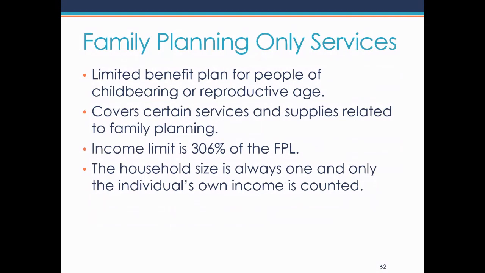Family planning only services are a limited benefit plan for people of childbearing or reproductive age. It covers certain services and supplies related to family planning. The income limit for family planning only services is 306% of the FPL. The household size is always 1, and only the individual's own income is counted.